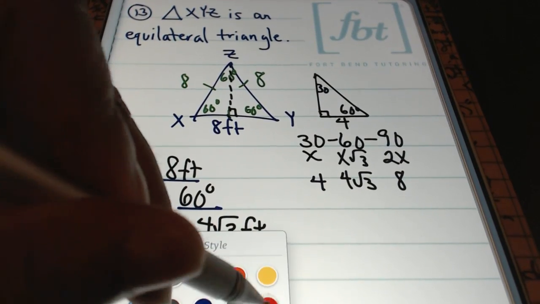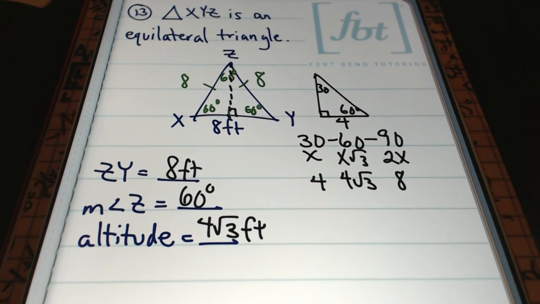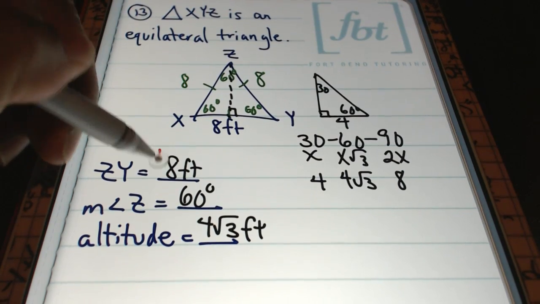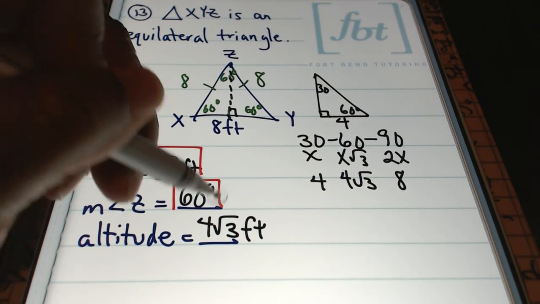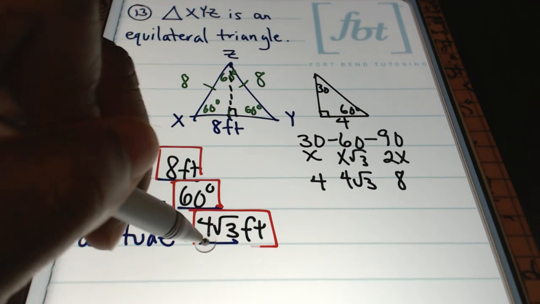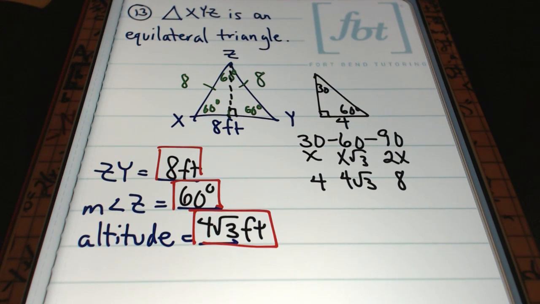So we're going to red box our answers. There we go. 8 feet, 60 degrees, as well as an altitude of 4 times the square root of 3 feet. Yeah, that's problem number 13.